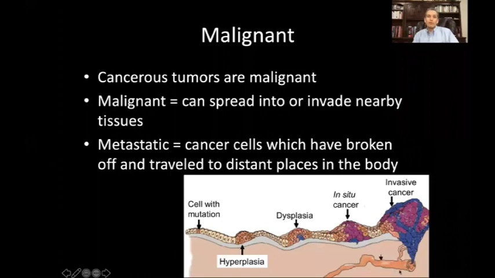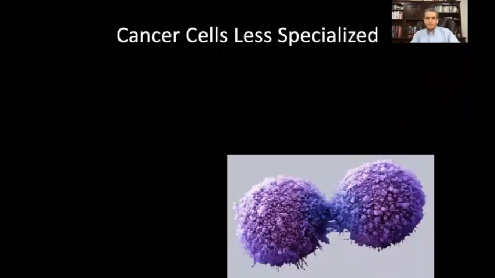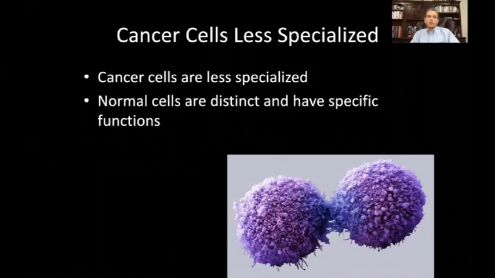And so it's not just local growth in its area, but it's getting off into other bloodstream or other fluid flow and moving to a separate location in order to grow. Cancer cells are less specialized than normal cells of the body. Normal cells tend to be very distinct.